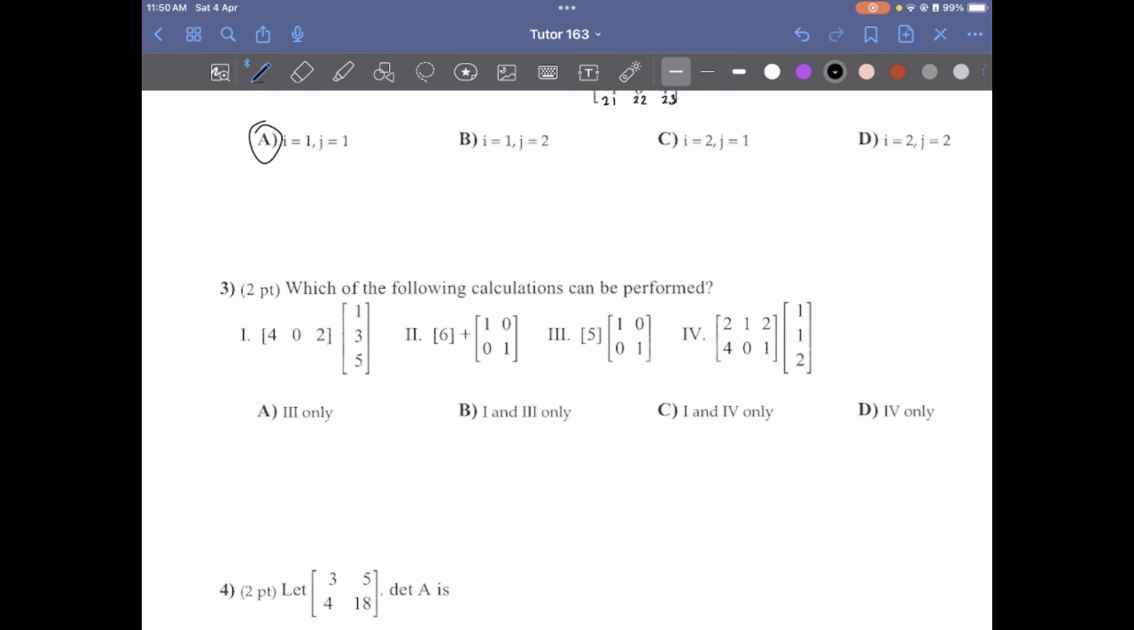So which of the following calculations can be performed? So you could either know the rules in your head of, can you multiply a 1 by 3 by a 3 by 1, or 1 by 2 by 4. You could either know them with your head, or if you don't, you could just put a bunch of random numbers into your calculator, and just multiply them out to see if you actually get an answer back. Answer for this would be C, I and IV only. When you multiply these out, they give you back an answer. These two do not.